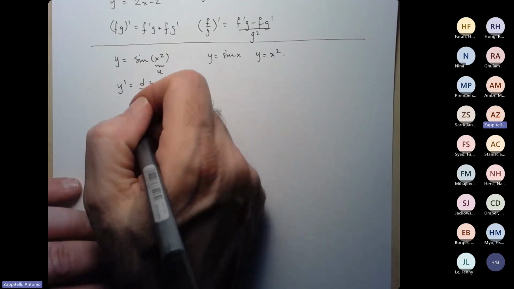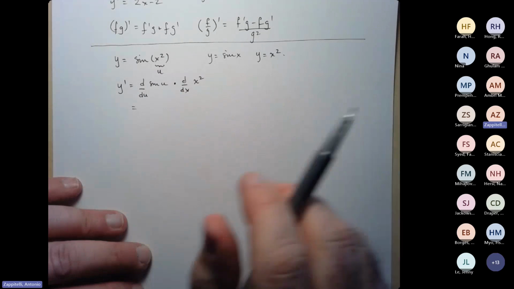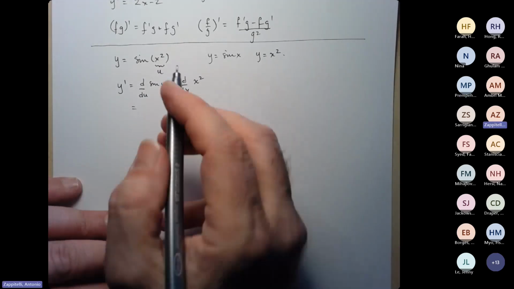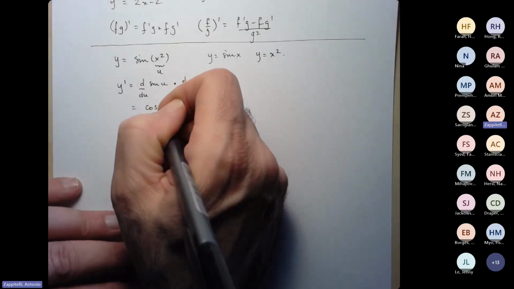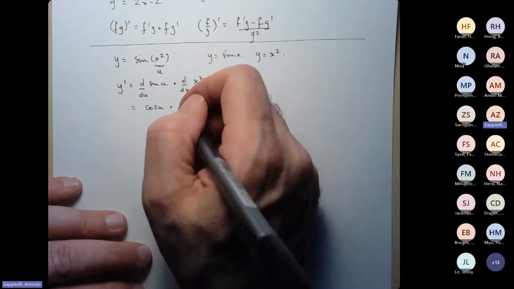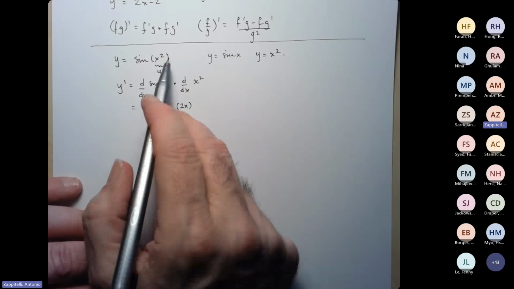Okay, so let's see what happens here. What's the derivative of sine u? This is the one we all know. What's the derivative of sine? Cos u. There you go. It's just cosine of u. Okay, times, well, the derivative of x squared with respect to x. That's easy. I'm not even going to bother asking. It's 2x. And this now represents the derivative of this function.